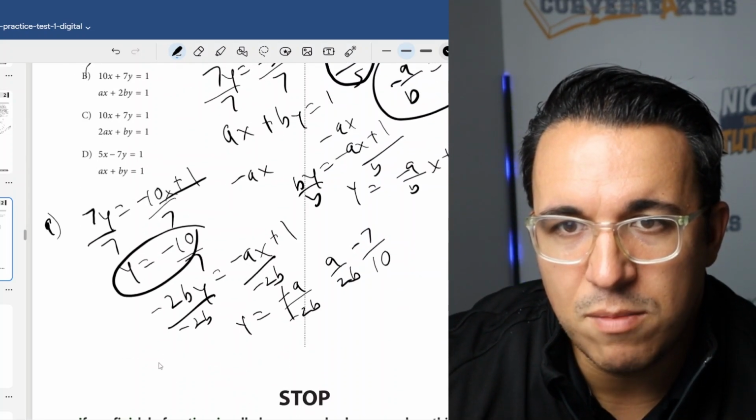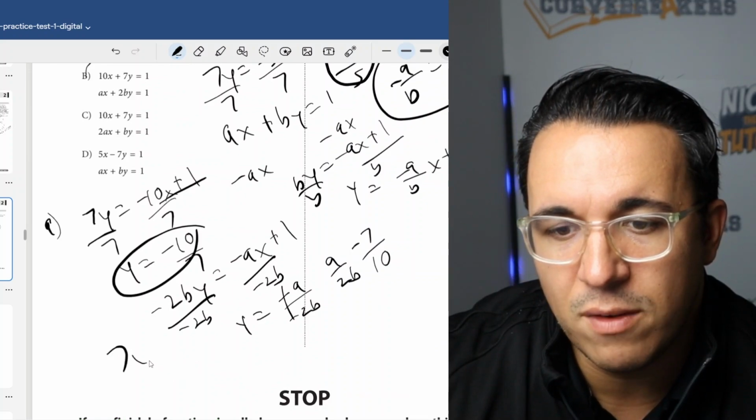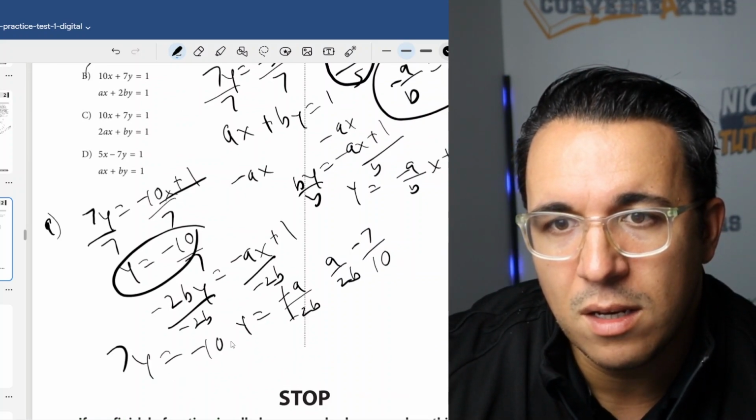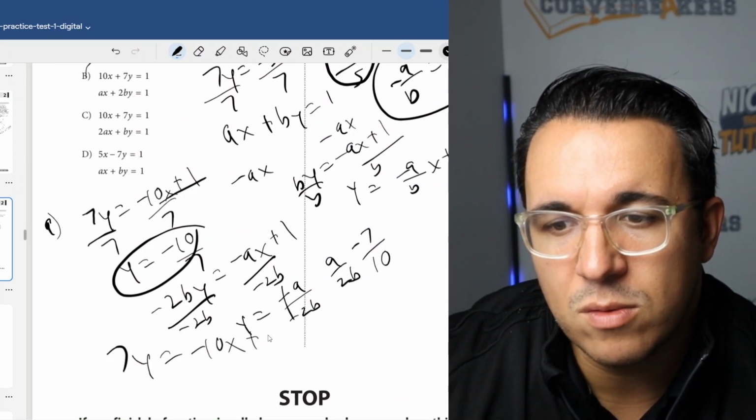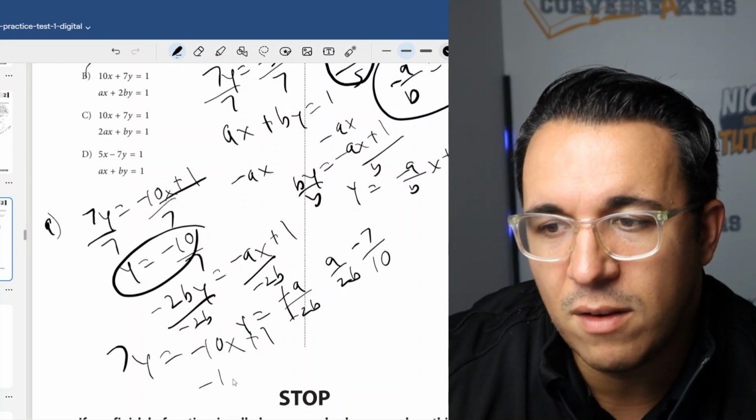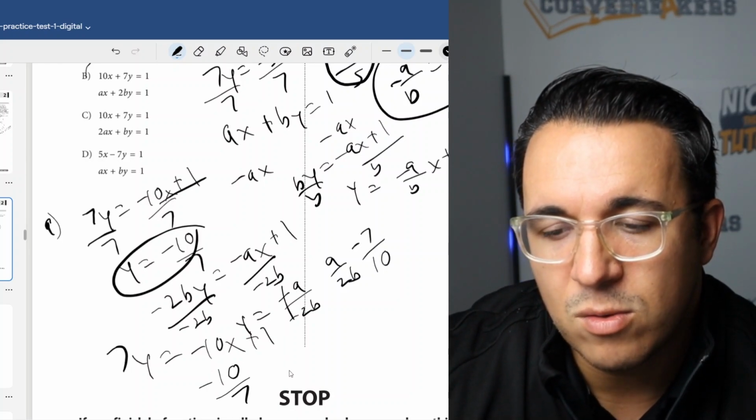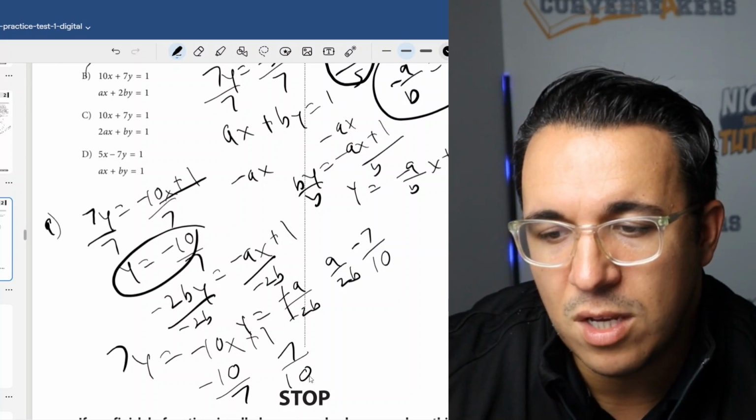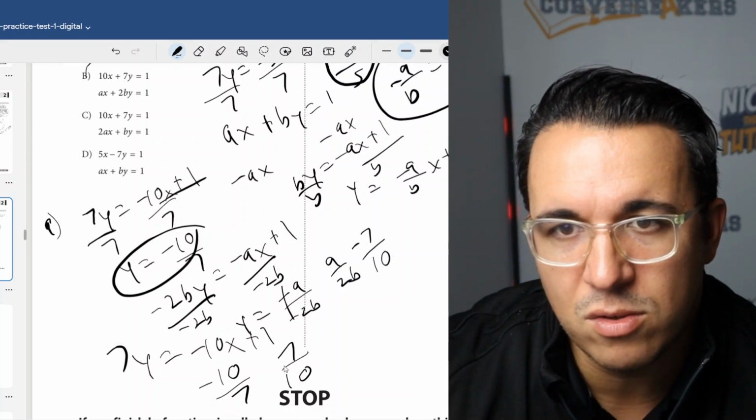So we're not going to go with choice A. Let's look at choice B. So we're going to get 7y equals negative 10x plus 15. So we're going to also have negative 10 over 7. So we want the negative reciprocal, so 7 over 10. So we want 7 over 10 as our slope.